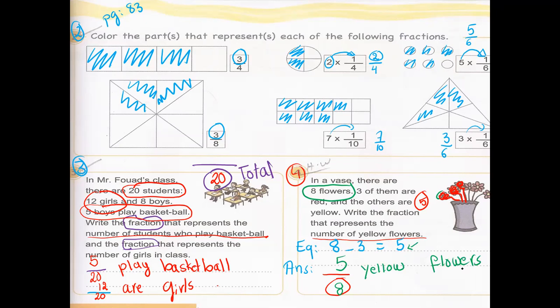If I ask you to write the fraction that represents the number of red flowers, there's no need to do an equation because it's already given. What is the number of red flowers? 3. Down is always the total, which is 8, but up I will write the number of red flowers, which is 3. So I get the fraction 3 out of 8. So 3 out of 8 are red flowers and 5 out of 8 are yellow flowers.